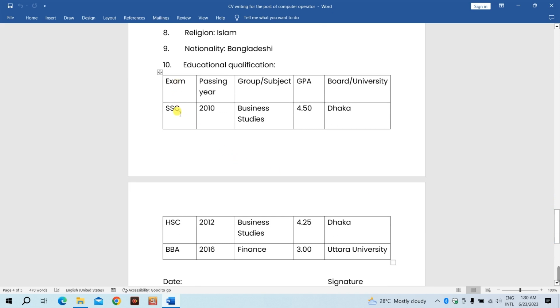Exam: SSC, passing year 2010, group or subject business studies, GPA 4.50, Border University, Dhaka. HSC, passing year 2012, group or subject business studies, GPA 4.25, Border University, Dhaka. BBA, passing year 2016, group or subject finance, GPA 3.00, Border University, Uttara University.